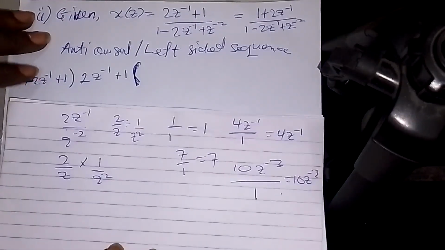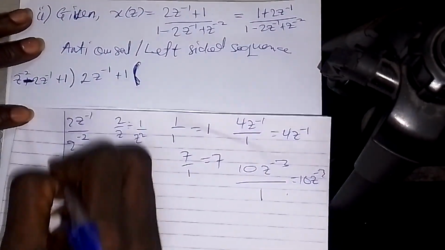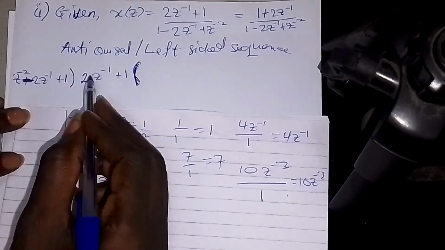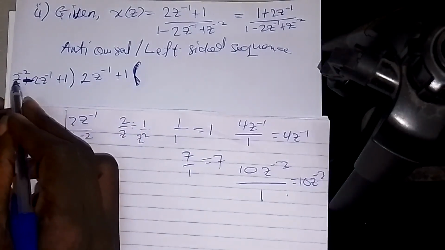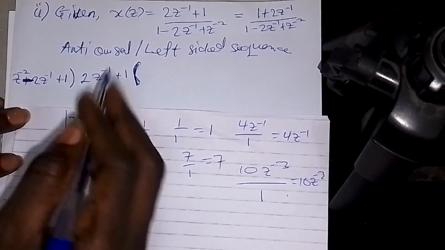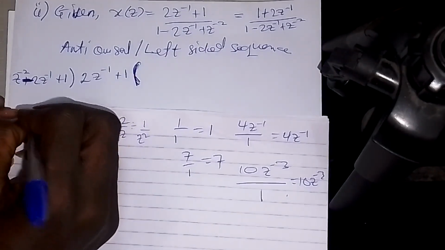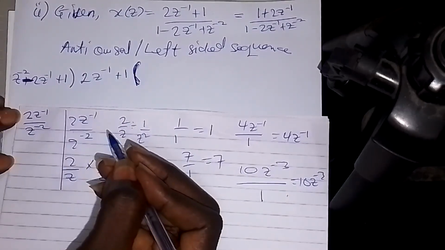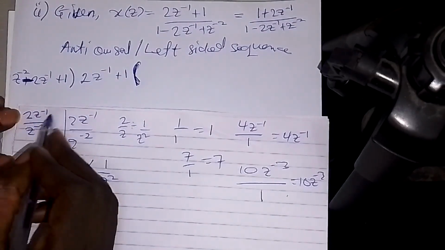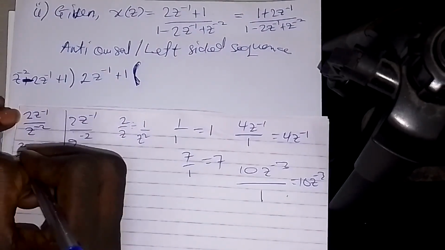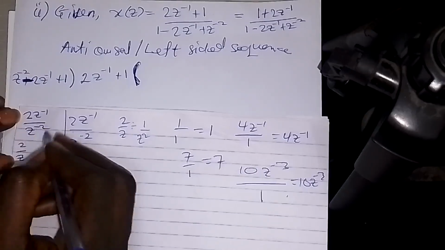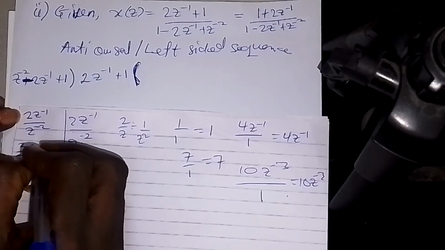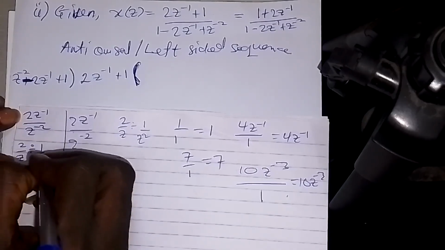Okay, here is what we have, and we're going to divide this one by this one. So how many times can this one go? We're dividing 2z minus 1 by z exponent minus 2. I can write this one as 2 over z, and I can write this one divided by 1 over z squared.